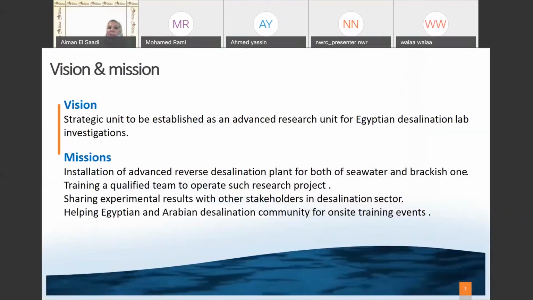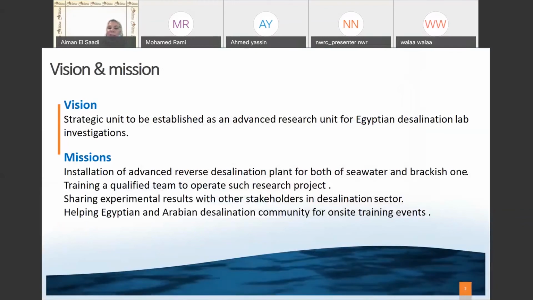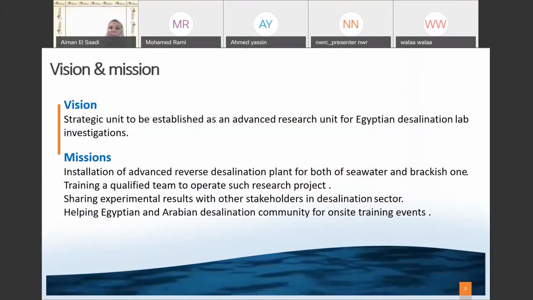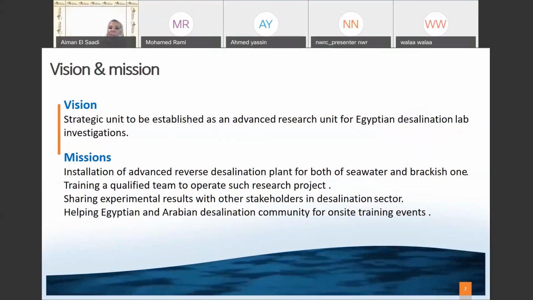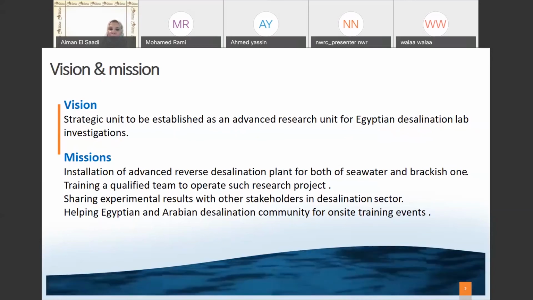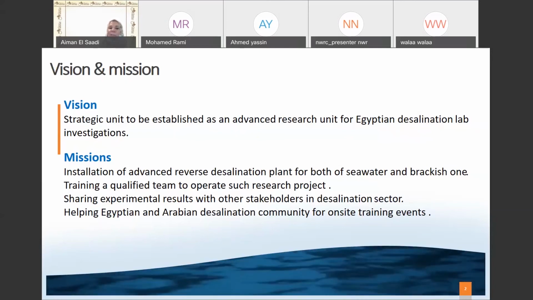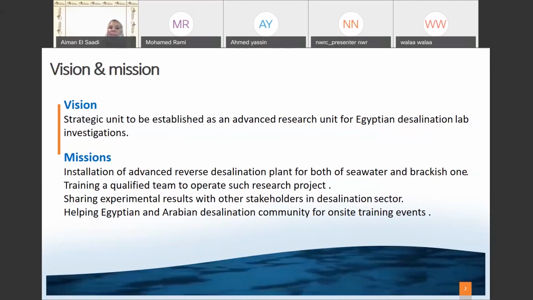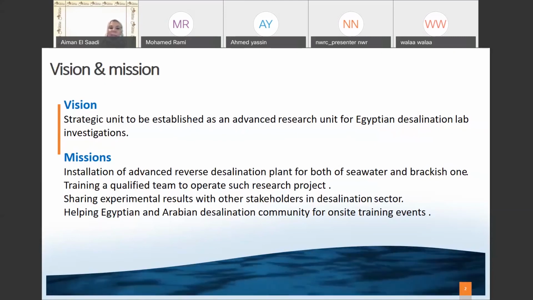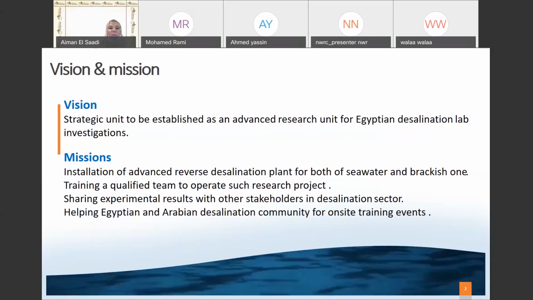The SRU vision is leading and establishing advanced research related to desalination. The SRU mission is the creation of advanced research desalination plans for both seawater and brackish water, training a qualified team to operate such research projects, sharing experimental results with other stakeholders in the desalination sector, and helping the Egyptian and Arabian desalination community with on-site training together.